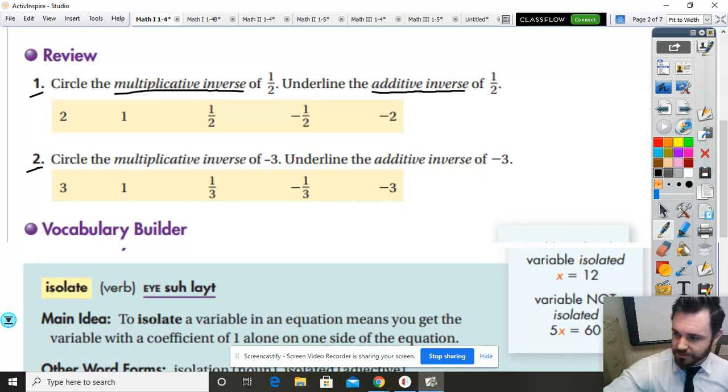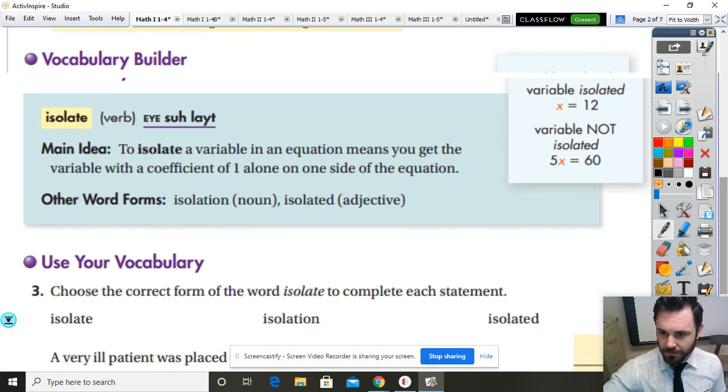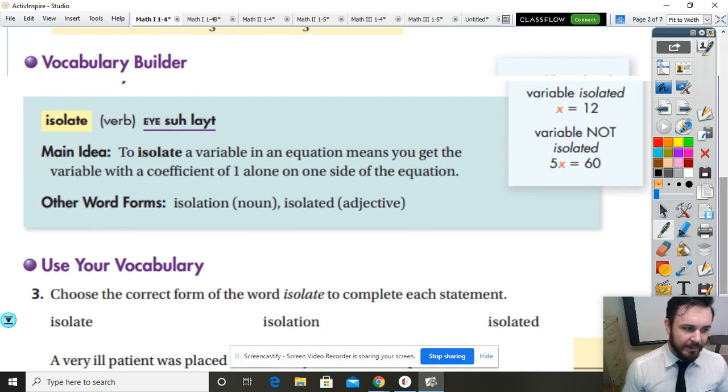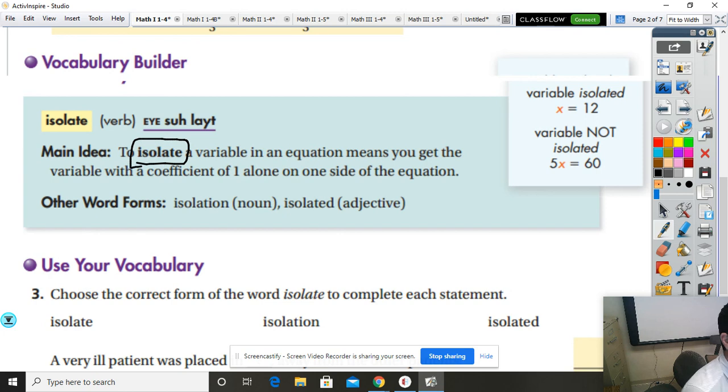All right, I talked a little bit about what a variable is, and the key to that is isolation. You're going to hear me say that. Get the variable by itself, solve for the variable. The mathematical term would be isolate the variable. And so when I say isolate, I'm just saying get the variable by itself.